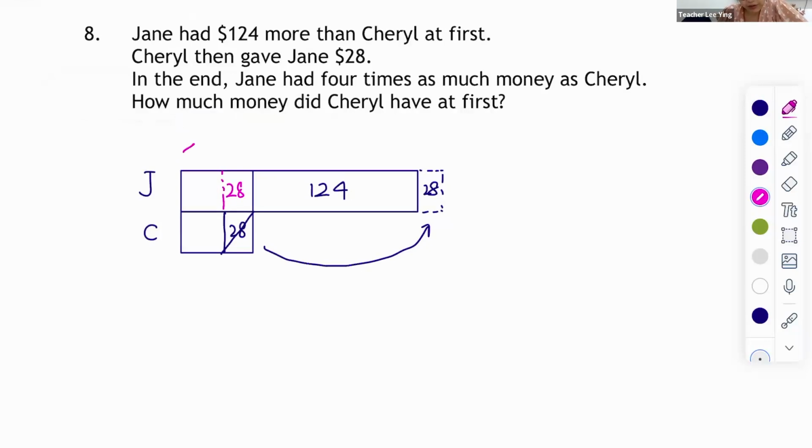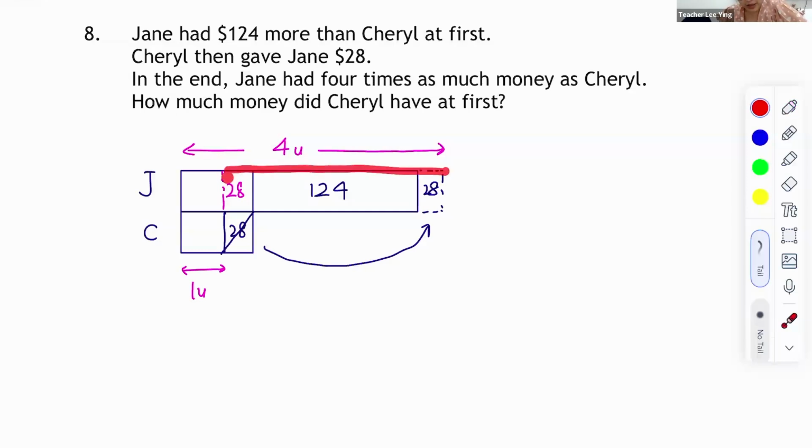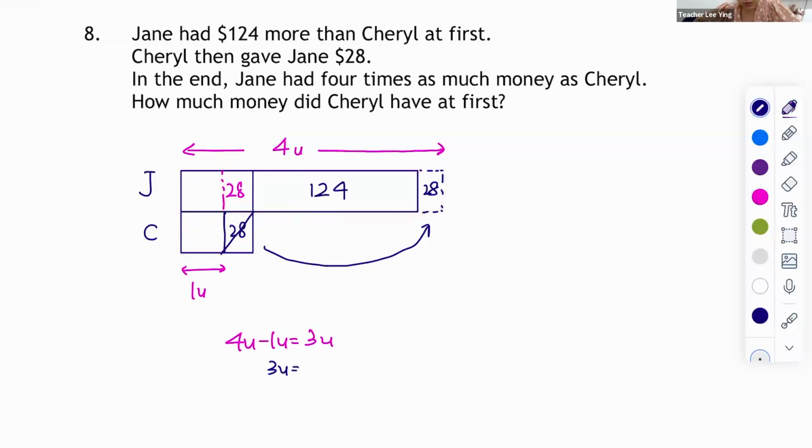And then what do we have? We have Jane being 4 times as much as Cheryl. So the difference over here, because it's 4 times as much, is going to be 3 units. So the difference of 3 units, 4 units minus 1 unit is 3 units. 3 units will be 124, and you add twice of 28. That will give you 180. So that is 3 units.